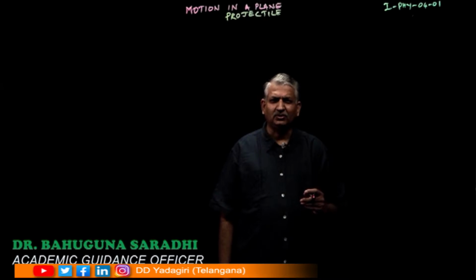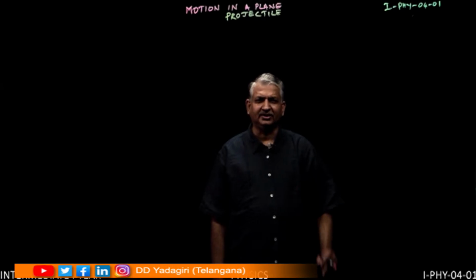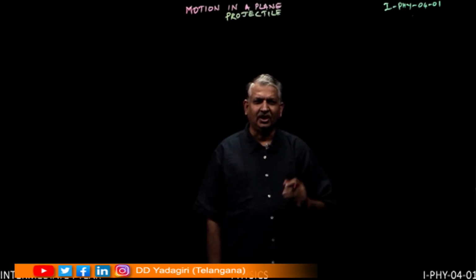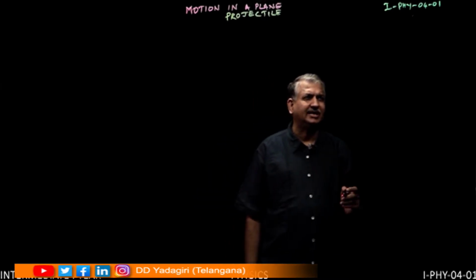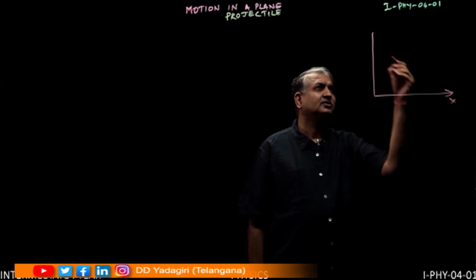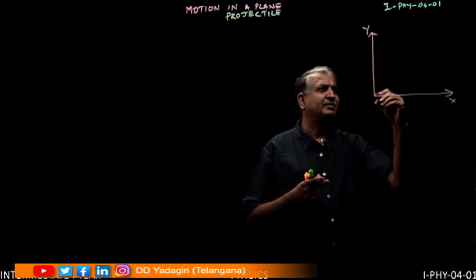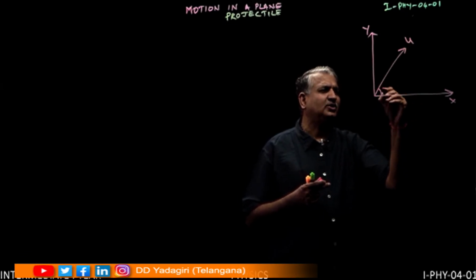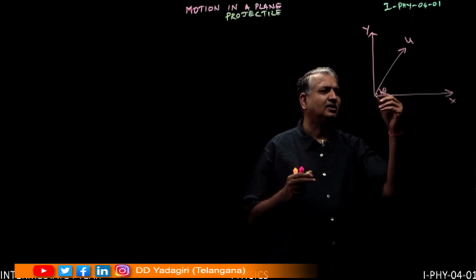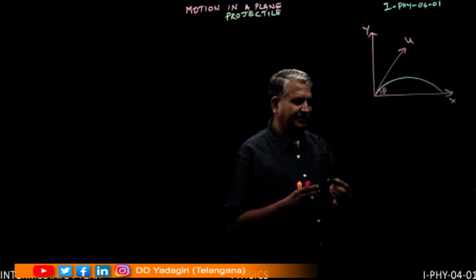Today we are going to discuss the projectile, that is nothing but motion of a body in a plane. If a body is thrown with some initial velocity at an angle to the horizontal, it is called a projectile. Here we see the x direction and the y direction. Now, you know that its path is a parabola.